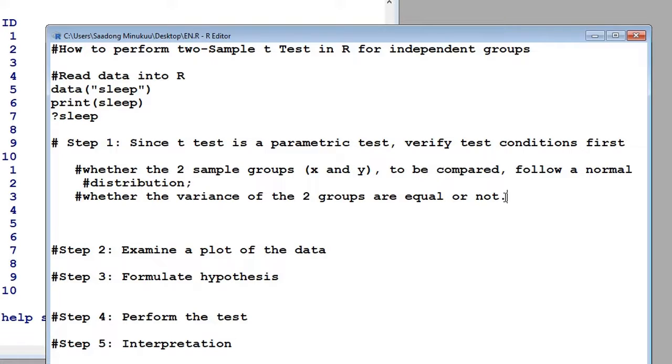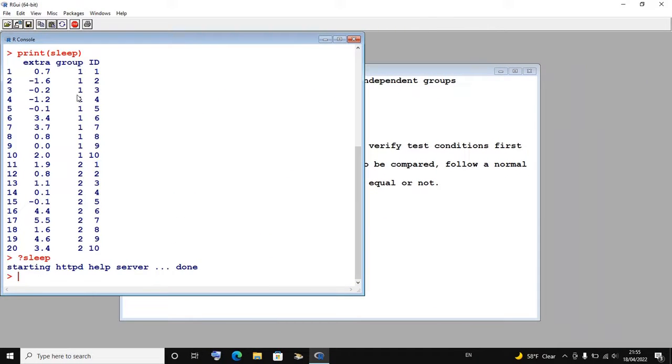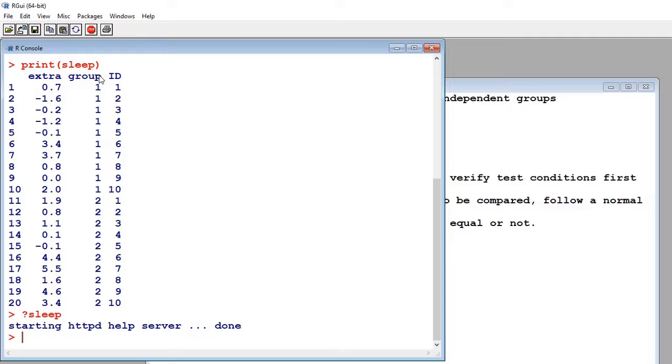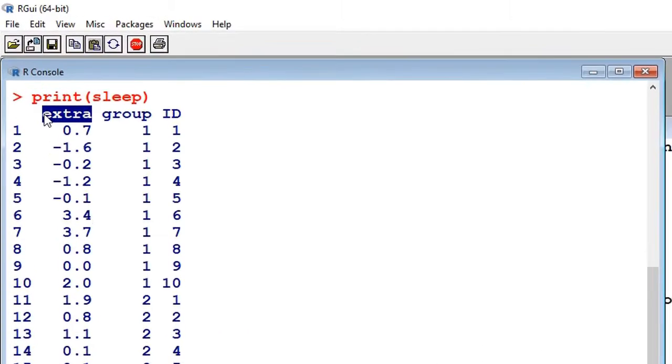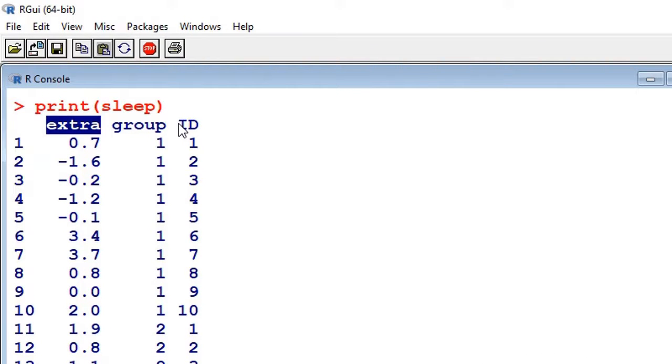But before we proceed, it's important to note that a t-test is used to compare means, which means we are going to compare the means of two groups. Now, when we talk about mean, we are talking about what? A quantitative, or numeric variable. In our case, our numeric variable is extra hours of sleep. When we are talking about groups, we are talking about what? A categorical variable, because it's only a categorical variable that can give us two groups or more.